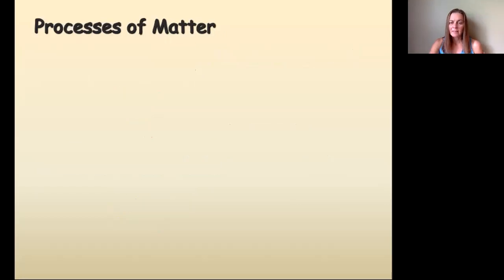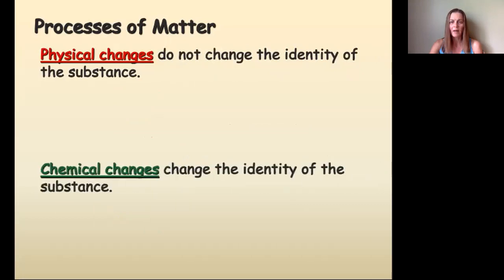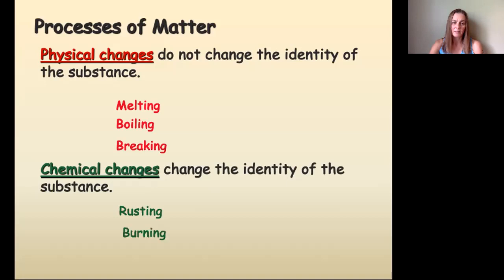Okay, and then the last thing we'll talk about in chemistry class is the processes of matter. And so we talked about this a little bit when we talked about physical and chemical properties. Physical changes do not change the identity of the substance. Chemical changes do. So examples of physical changes: melting, boiling, breaking something. But a chemical change changes the identity of the substance: rusting or burning.